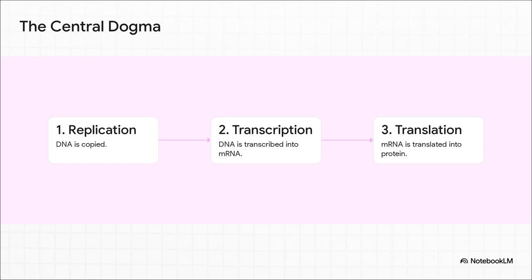And this flow of information has a name, the central dogma. It's a 3-step process. First is replication, where the cell makes a perfect copy of all its DNA, which is essential for cells to divide. Then, to use a specific instruction, a gene from the DNA is copied into a messenger molecule called mRNA. That step is transcription. Finally, that mRNA message is read by the cell's machinery to build a specific protein, and that's translation. So DNA to RNA to protein. That's the core information pathway for all of life.